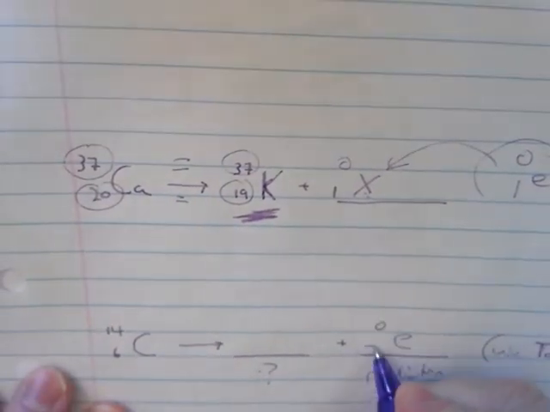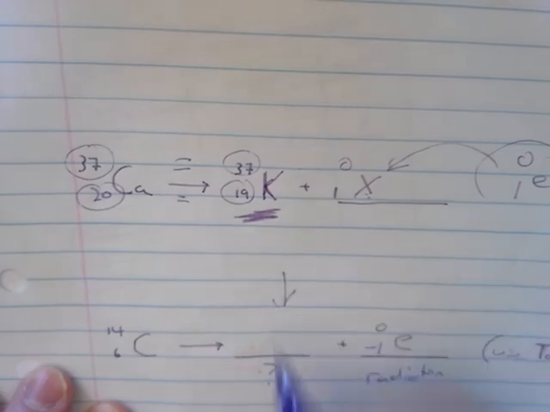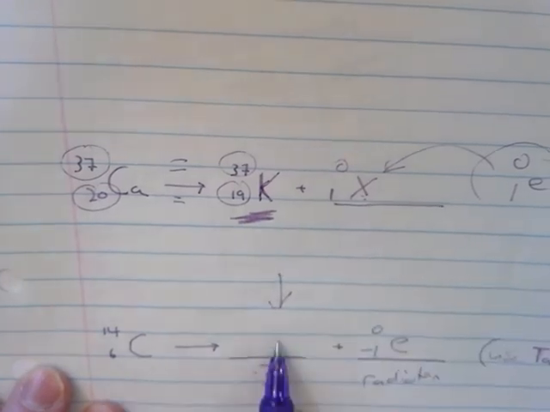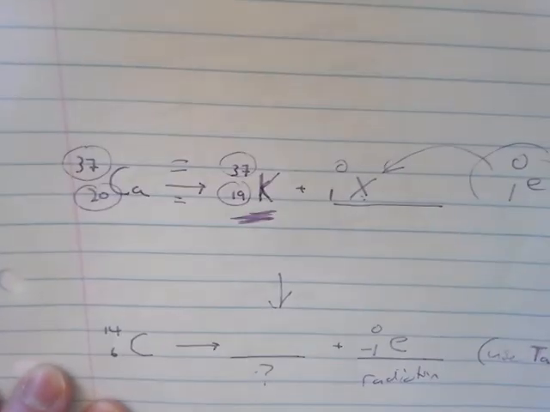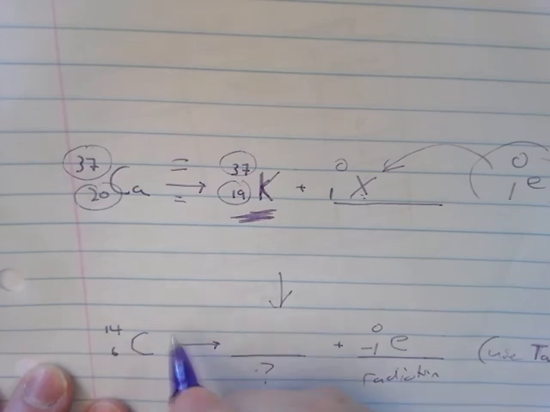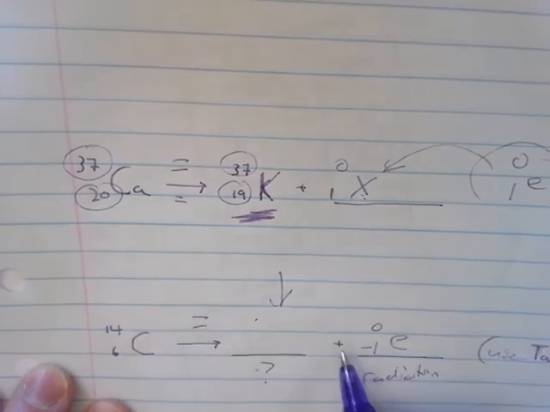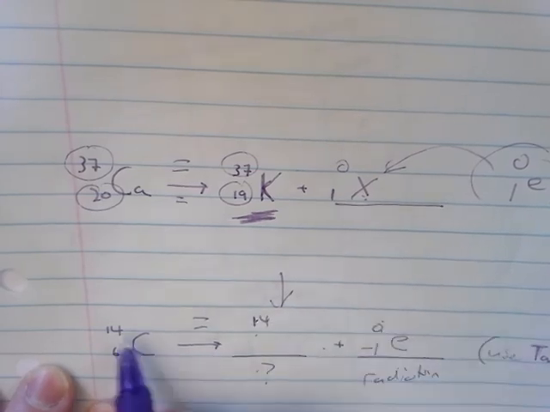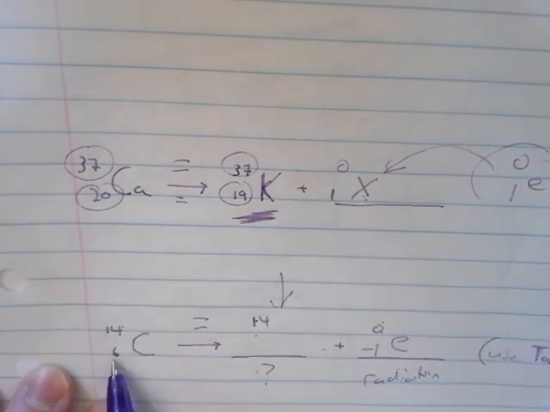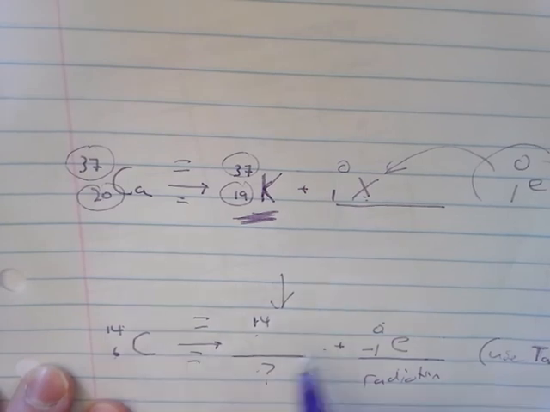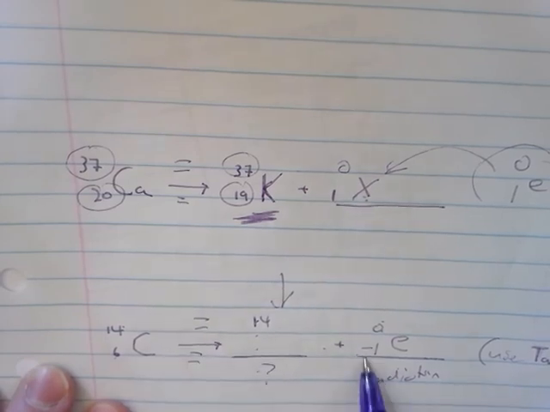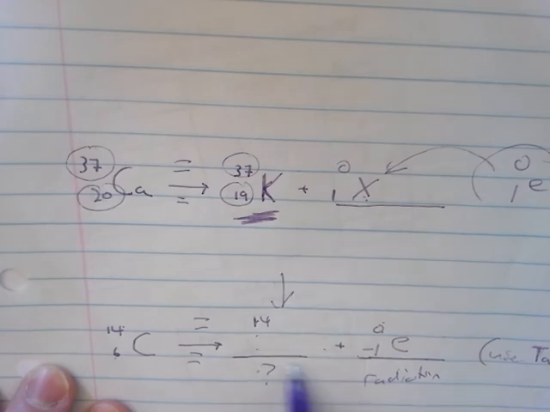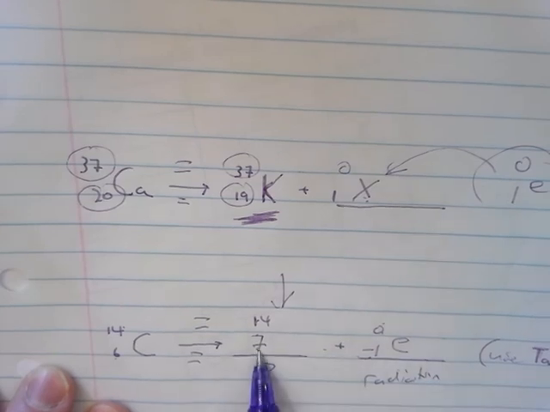Now let's solve for what carbon-14 is going to turn into. Again, just do some simple math here. 14 is equal to some number plus 0. Well, obviously that number's got to be a 14, right? 14 plus 0 equals 14. Now let's do the bottom number. 6 is equal to some number plus a negative 1, or 6 is equal to x minus 1. What is this number going to be? It's a 7. Let's check. 7 minus 1 equals 6.